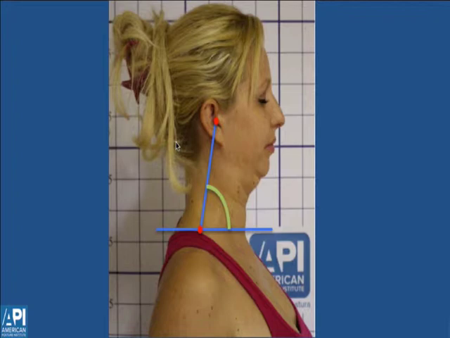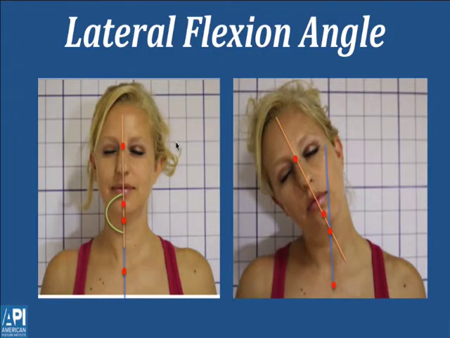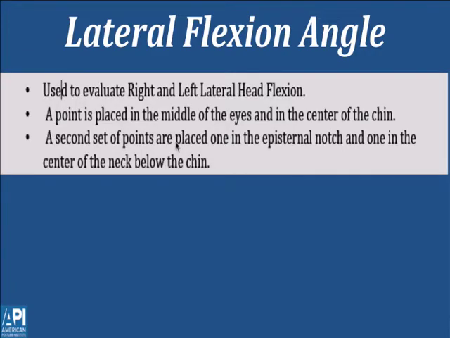You can see the lines on the slide here. You can draw the lines directly on your posture images. And then from the anterior view of the posture image, you can measure which side, if any, has dominant lateral flexion via the lateral flexion angle.